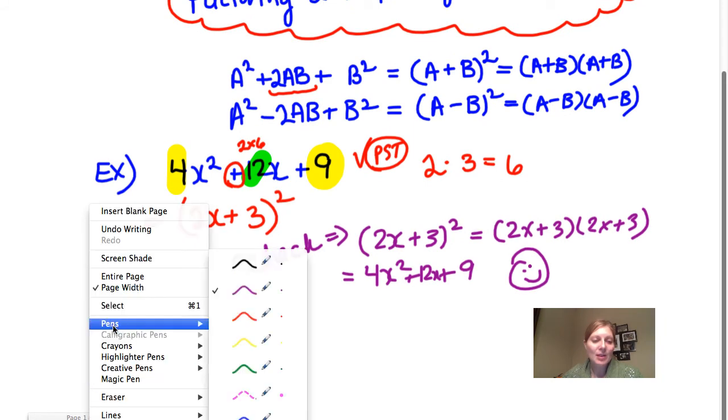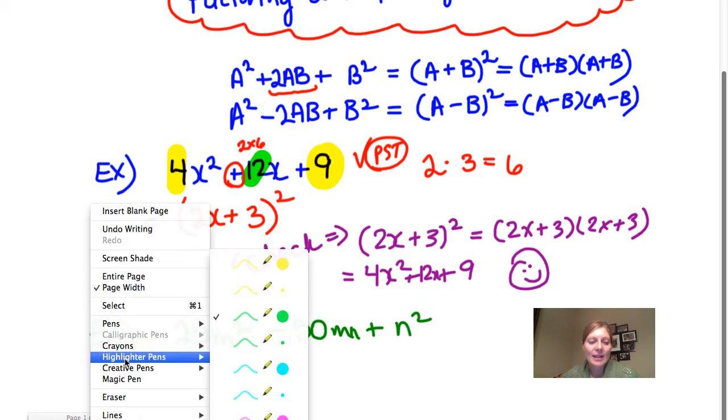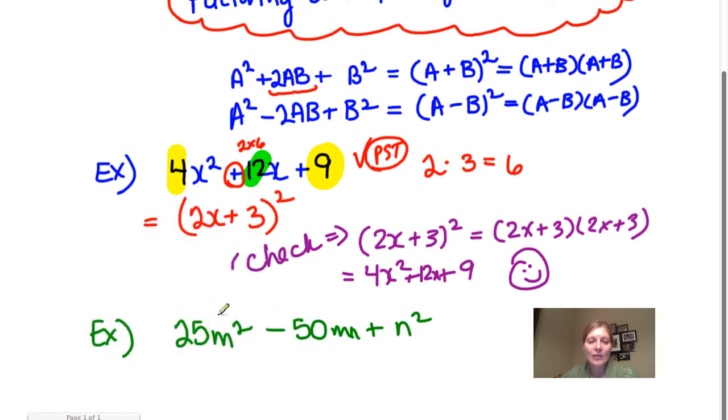Let's do another example just to make sure we're all on the same page here. So let's say you were given something like 25m squared, minus, let's do minus this time, 50mn plus n squared. So again, if I suspect that this might be a perfect square trinomial, I have to check first. So I take a look at the start, that's a perfect square. I take a look at the end, that's a perfect square. That's the number 1, n squared. So both of those are perfect squares.